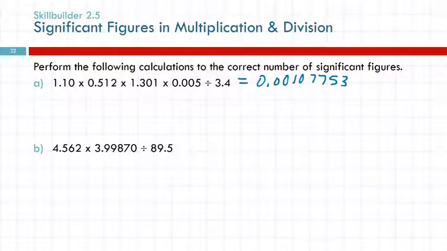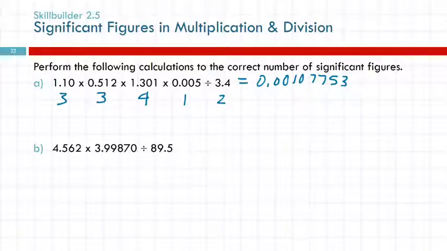That's way too many digits. So what I need to do is go back and look at where did those numbers come from. How many sig figs does 1.10 have? 3. How about 0.512? 3. 1.301? 4. 0.005? 1. Leading zeros are not significant. 3.4, that's 2. So the smallest number of sig figs is 1. I need to round this to one significant figure.